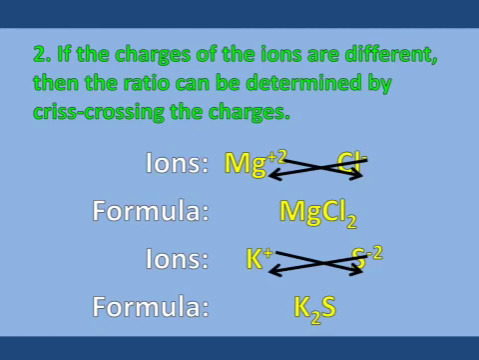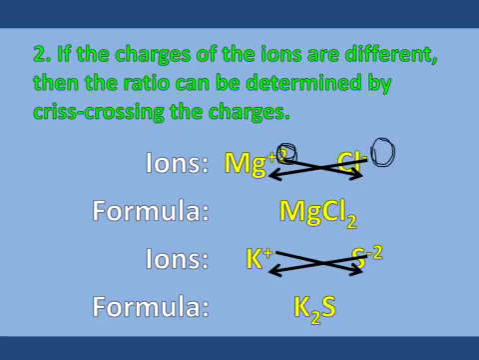Okay, step 2, if the charges of the ions are different, then you figure out the ratio by doing what we call the criss-cross method. So again, if the charges of the ions are different, then the ratio can be determined by crisscrossing the charges. All that you do in the crisscross is, and we don't care about the pluses or the minuses, we just care about the numbers. So we take the number of each, this would be a 1 right there, and we move them down and across. Okay? So again, we take the number of each, we move them down and across.